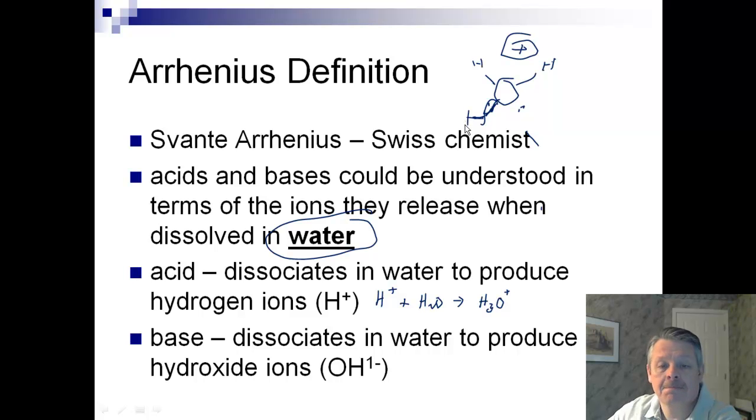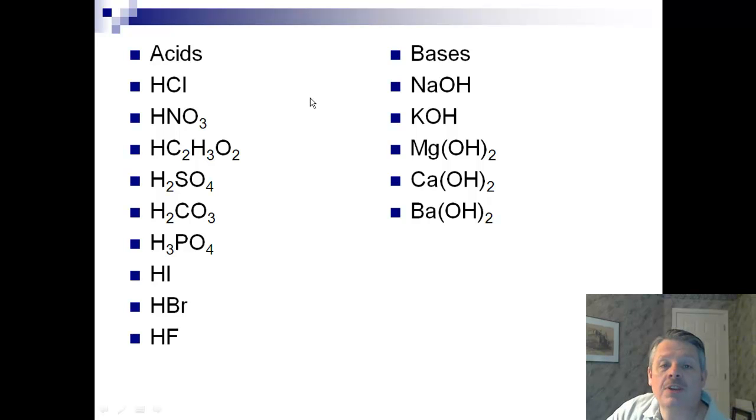Okay. Now, a base will dissociate in water to produce hydroxide ions. So think of what water is made up of. Water is made up of H and OH. We sometimes write it that way, especially when we're balancing equations. So if you have an H and an OH, when they split apart, you get an H plus and an OH minus. So the H plus is the acidic part, and the OH minus is the basic part. And that was the Arrhenius definition.